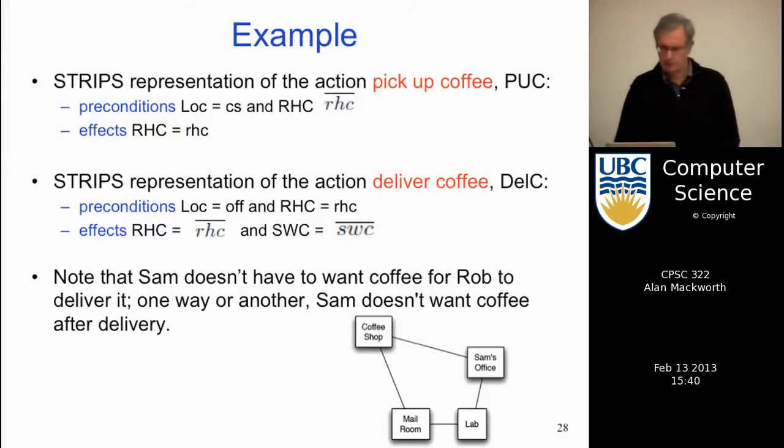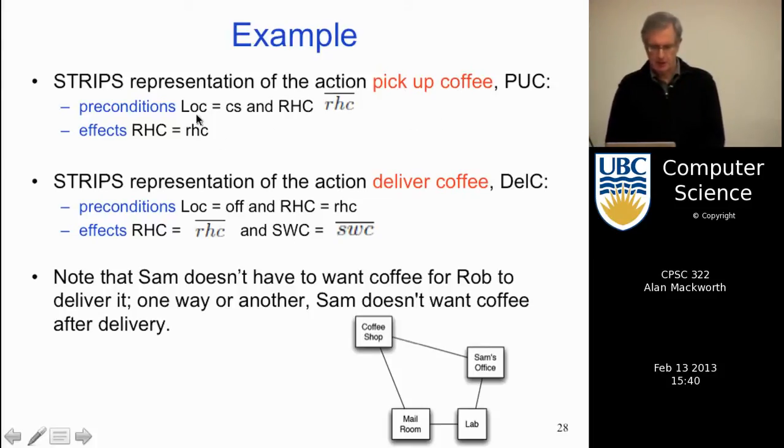If we have the action pick up coffee, the precondition is this variable lock must have value CS, and this variable RHC must be false. And the effect is RHC equals true: the robot has coffee. If you deliver coffee, the location must be the office, and you must have coffee.